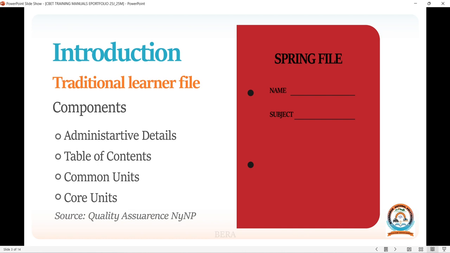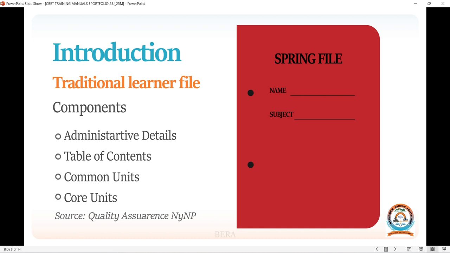Now, to bring you up to pace of what we are supposed to know when it comes to e-portfolio, I think it should be nice for us to review what we were supposed to do when it comes to the traditional file. So back then you were supposed to have the file like this one. So you write your name, your details of course, and then the course or the name of the unit if you use this file for one unit. But if you are using the file for more than one unit, then you just write the course or the term as the subject.